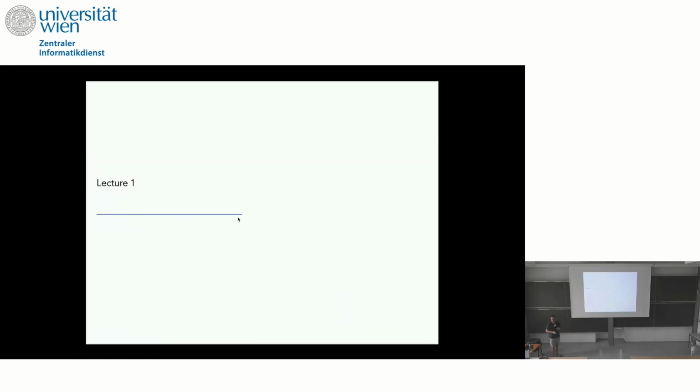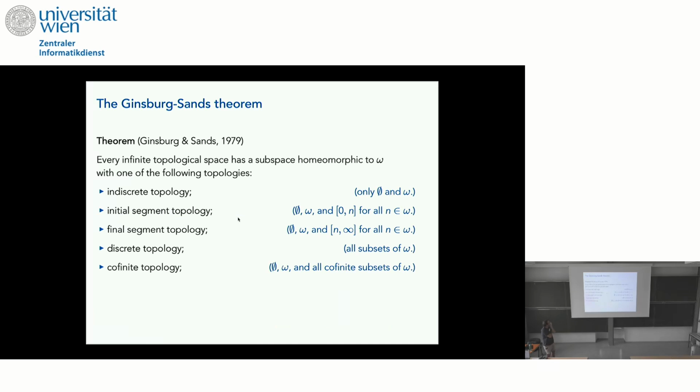Okay, so let's begin. This is the theorem, a lovely theorem that almost nobody has ever heard of, but it's a delightful theorem. It's by Ginsburg and Sands, 1979. It says the following: suppose you have an infinite topological space, then it always has a subspace which is homeomorphic to the natural numbers with one of the following five topologies on it. It could be the indiscrete topology, so the only open sets are the empty set and omega. It could be the initial segment topology.